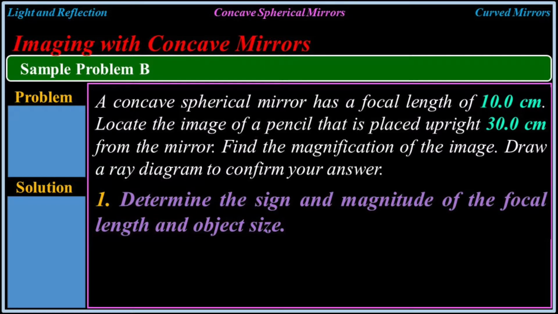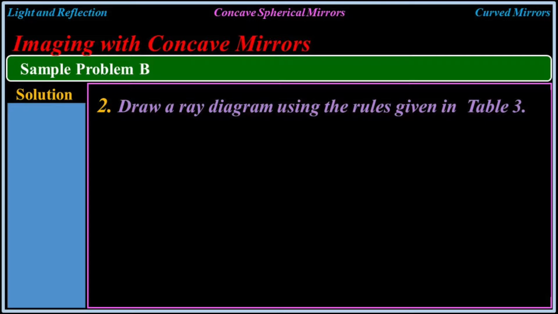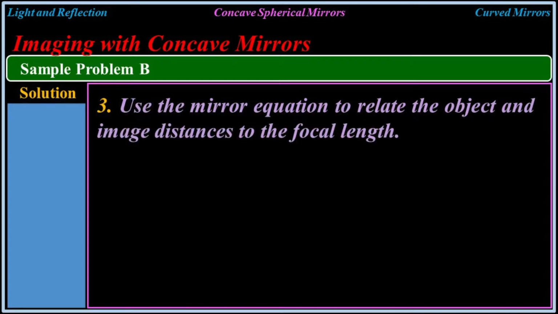1. Determine the sign and magnitude of the focal length and object size. Here's the data. Your focal length is plus 10 centimeters, and the P, the object's distance from the mirror, is 30 centimeters. The mirror is concave, so F is positive. The object is in front of the mirror, so P is positive. Draw a ray diagram using the rules given in Table 3. There's the ray diagram. Study that carefully. Notice F, C, and which one is the object and which one is the image.